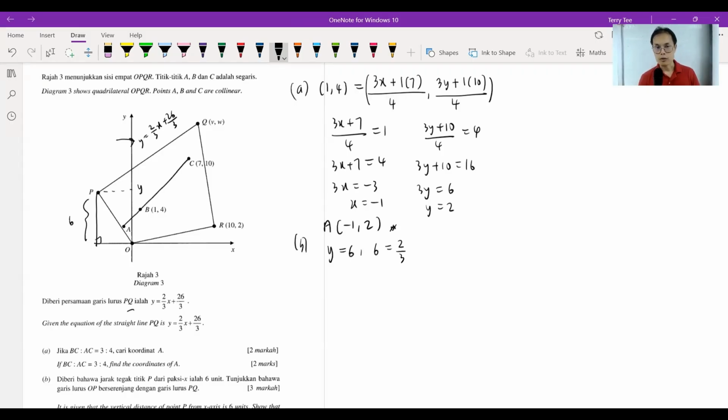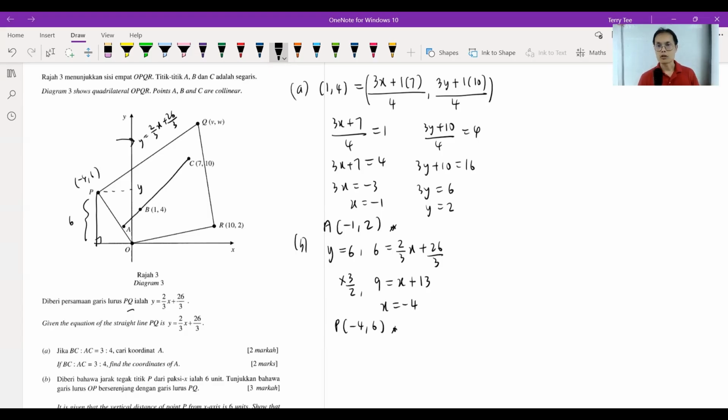So 6 equals 2/3x plus 26 over 3. I want to find x. For me, I multiply by 3 divided by 2. 6 times 3 is 18. 18 divided by 2 is 9. This is x. 26 over 3, I times 3, left with 26. 26 divided by 2, I got 13. x is 9 minus 13. x is -4. So, meaning the coordinate of point P is (-4, 6).